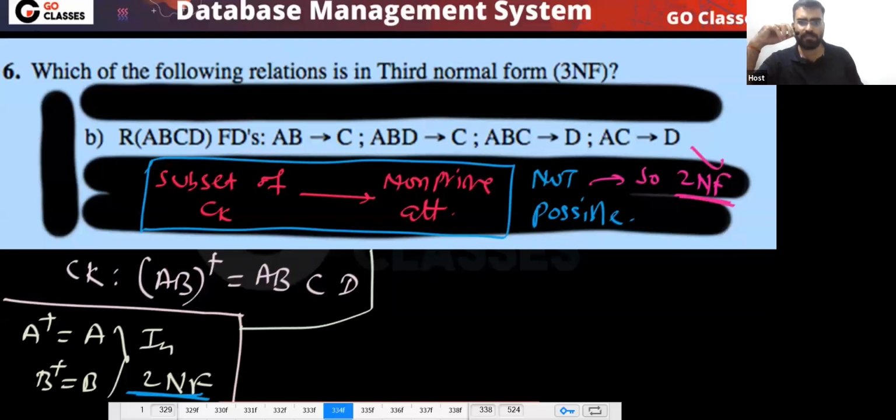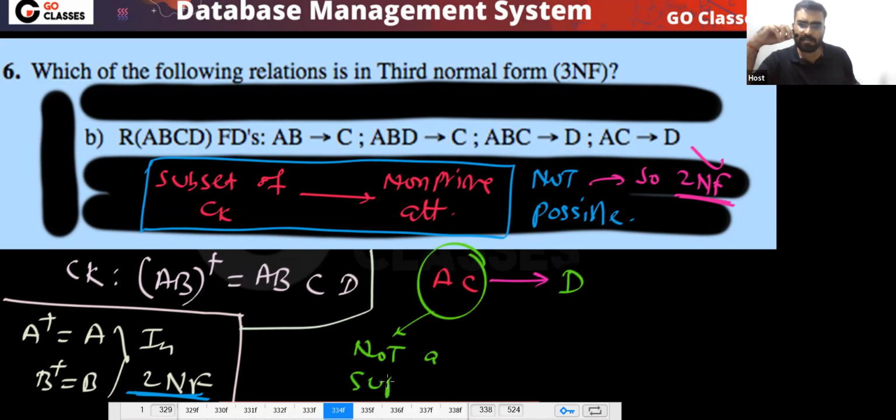What about 3NF? So this is in 2NF. Now what about 3NF? Here again you can notice that a non-prime attribute, can you determine a non-prime attribute from a non-super key? From not a super key. Is this a super key? AC. Tell me, is this a super key?